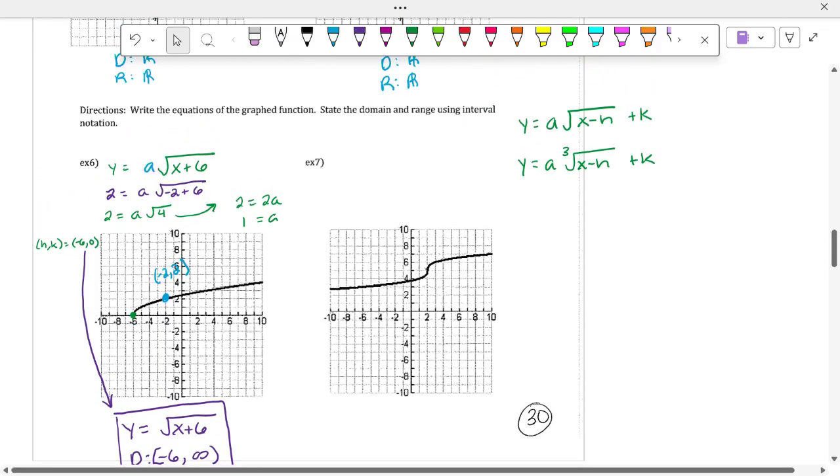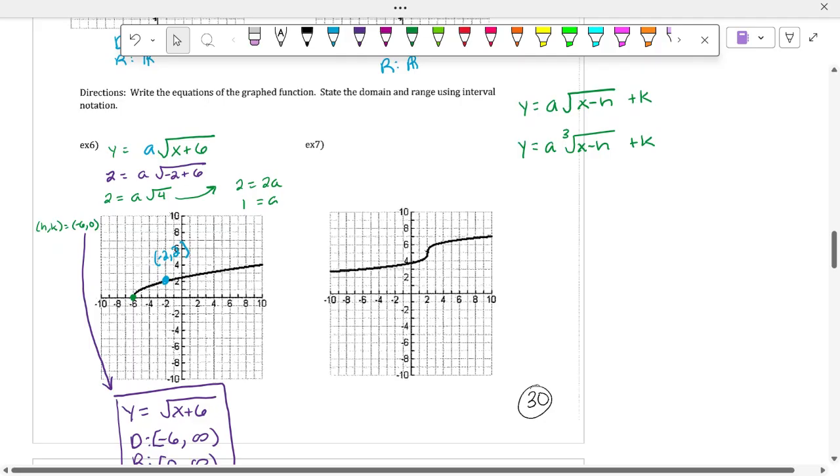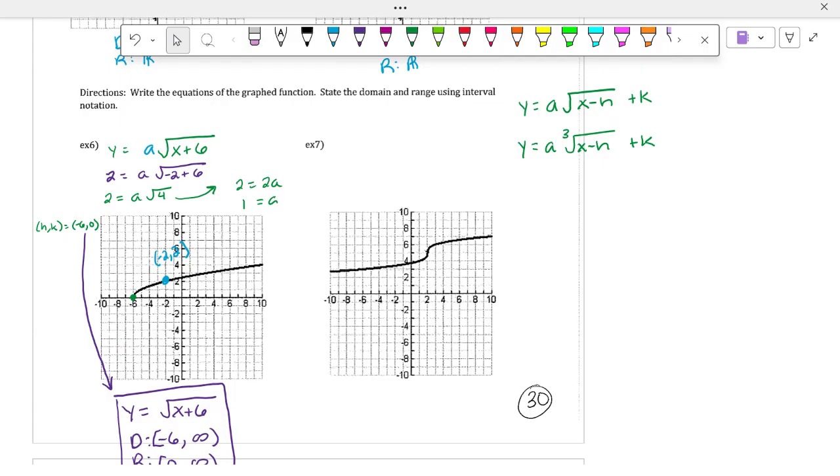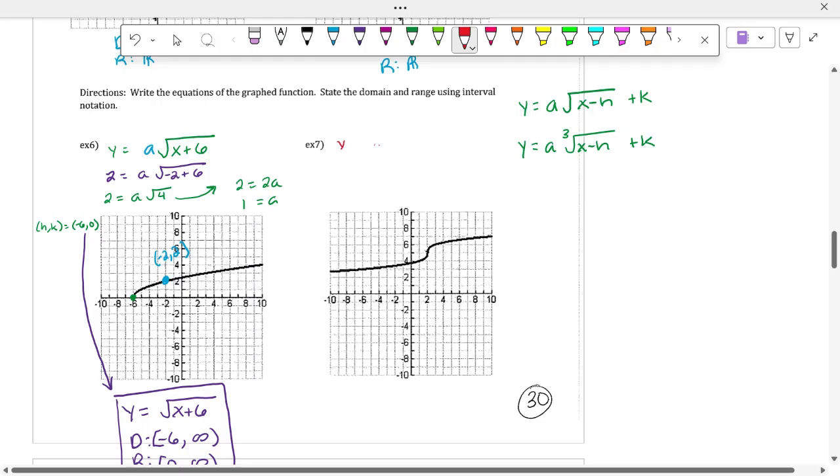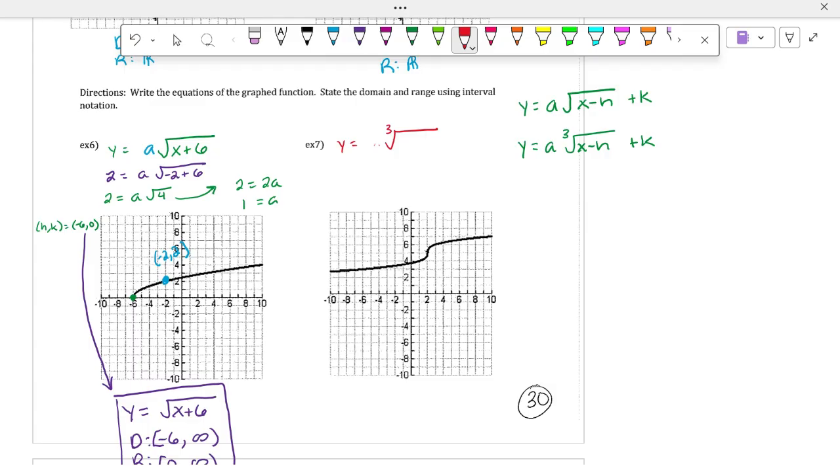All right. So that was the square root graph. So now let's look at the cube root. So we know this is going to be something cube root. So y equals something cube root. Where's my vertex? So remember, it's usually in that weird squiggle. It's like in the middle of that squiggle. So it'd be at 2, 5. So right here. So h, k is at 2, 5.